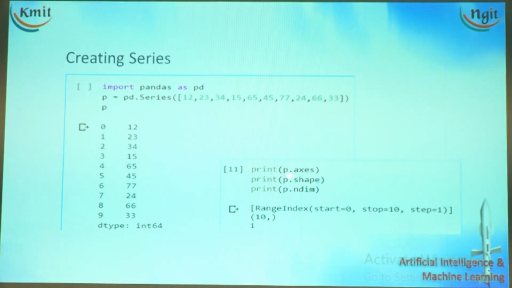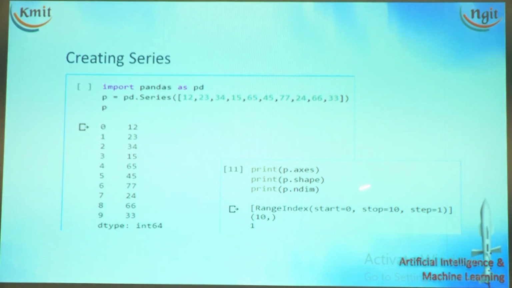Please print the axis, shape and dimension of your series. Try to find out the axis of the given series that I just created, the shape of this series and its dimension. So, what will axis give you? The range, right? Minimum where it starts, where it stops and what is the step size.